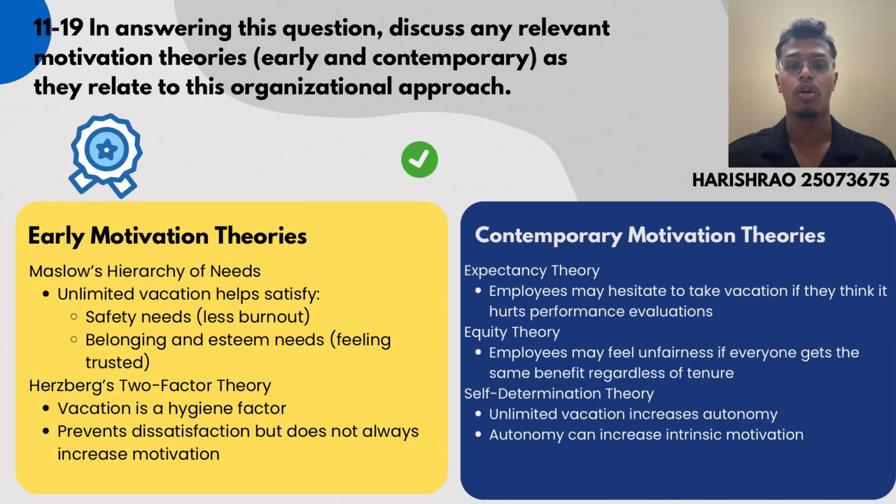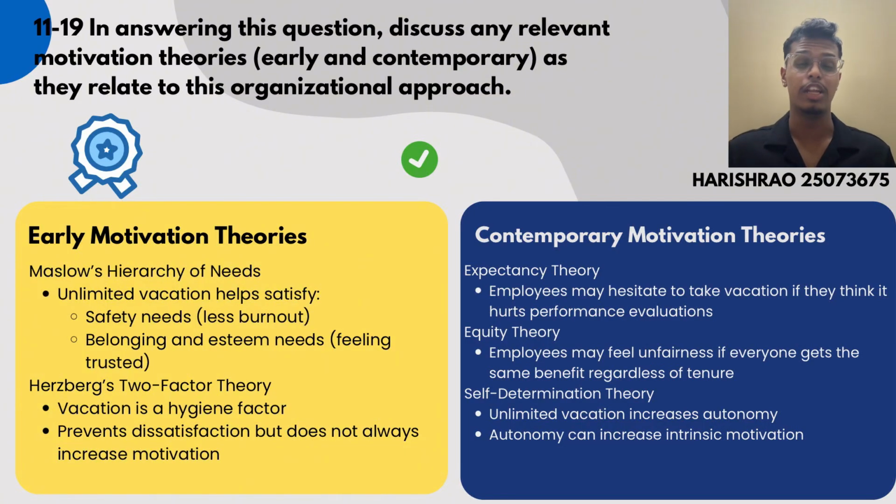So next will be contemporary theories. The first one, expectancy theory, reminds us that employees may hesitate to take vacation if they think it will negatively impact their performance and evaluation. Next, equity theory highlights potential fairness issues, as some employees may feel it's unfair if everyone receives unlimited vacation regardless of tenure. And finally, self-determination theory emphasizes that autonomy, having control over when and how they take time off, can increase intrinsic motivation, making employees more engaged and satisfied.